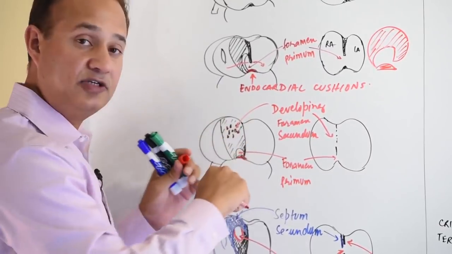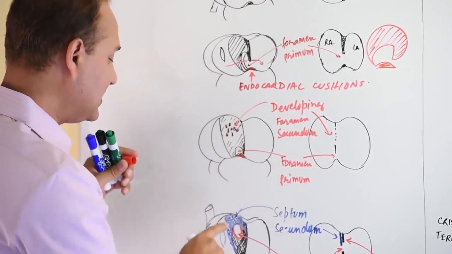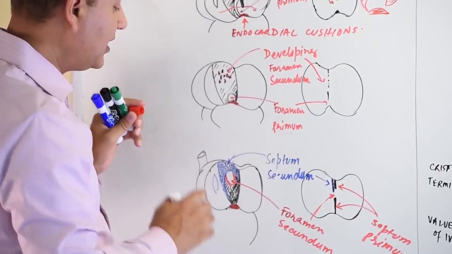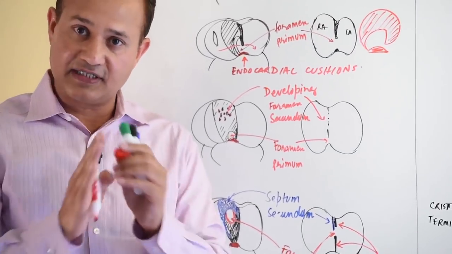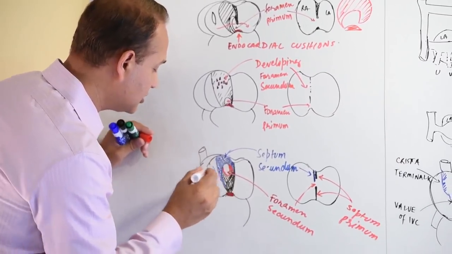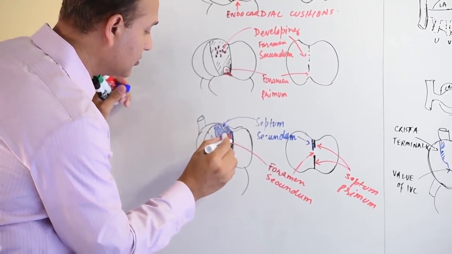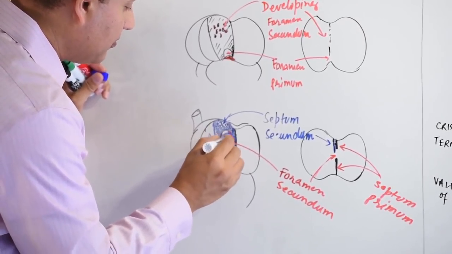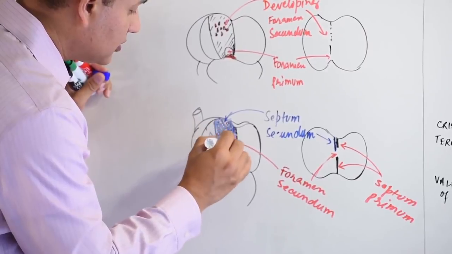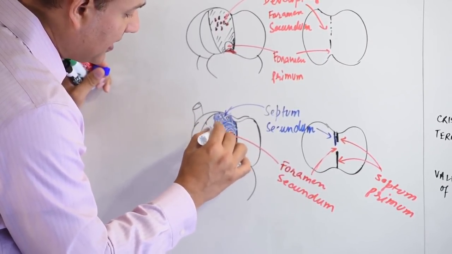another septum, a crescentric septum, starts appearing as well, just like septum primum. This next septum that starts appearing is called the septum secundum. Now, it never completely separates the right and left atria. Instead, it makes a crescentric structure which will cover the foramen secundum slowly, but not totally close. So this is the septum secundum.